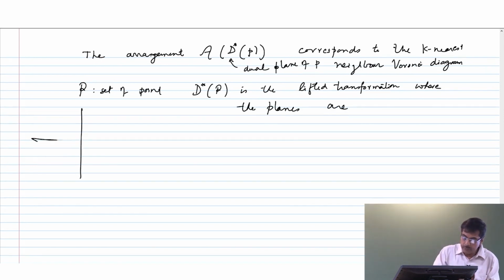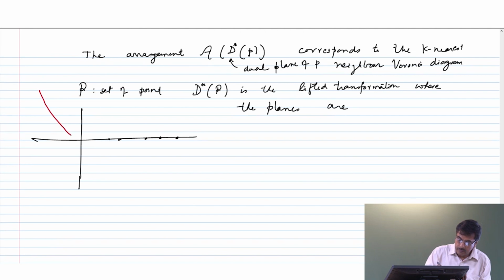So, let me draw this diagram again. I am given these points, and I have the unit paraboloid. This is your P, and these are the lifted transform, the points projected to the paraboloid. Then what do I do? I actually draw the tangents. So, this is a tangent, this is a tangent, this is a tangent.